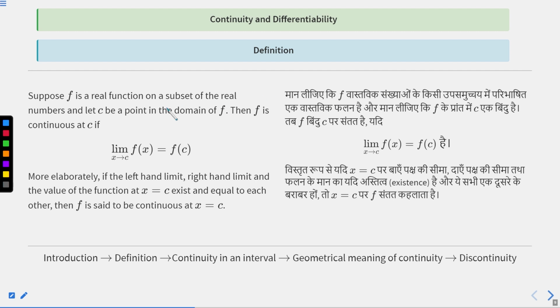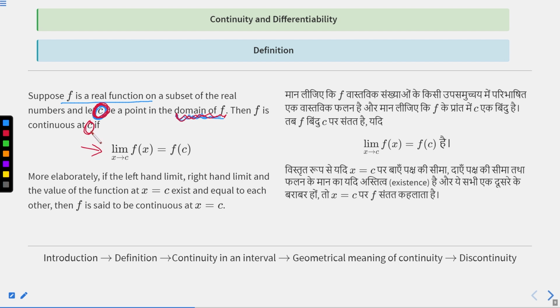Now comes the definition. In mathematics, the main thing is definition. Suppose f is a real function. Real function means domain and codomain both come from the reals. It is defined on a subset of real numbers, and let c be a point in the domain of f. You must memorize this point, that c will be from the domain of f. Then f is continuous at c. That means we are talking about continuity at a point. This is the definition for continuity at a point.